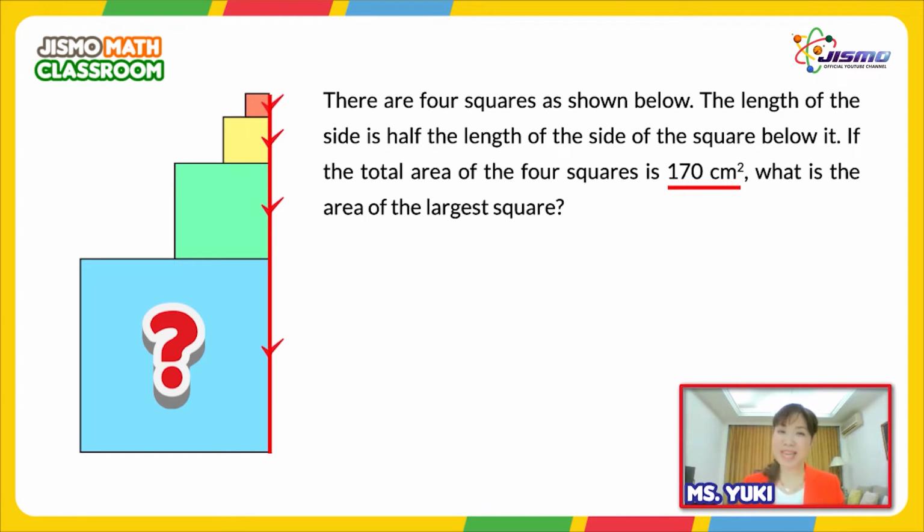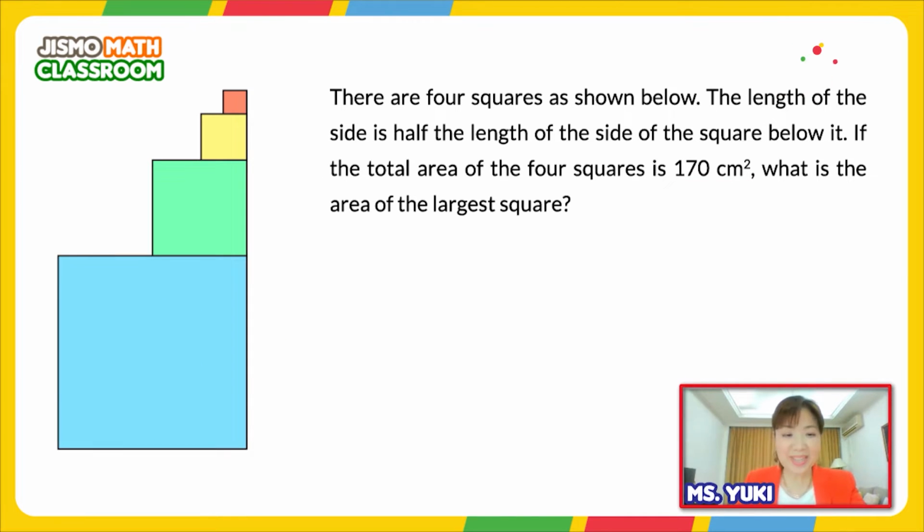Awesome! Let's begin. Now, let's start with the basics. We have a figure composed of 4 squares. The length of each side doubles as we move from the top square to the next. Since we don't know the exact length, let's assume that the smallest square has 1 centimeter size.